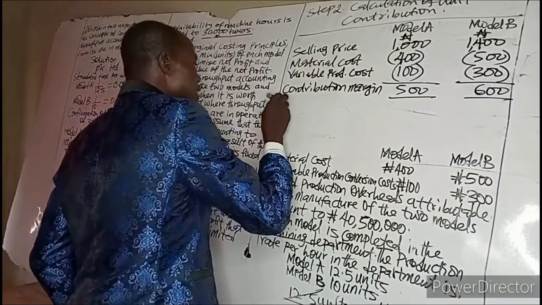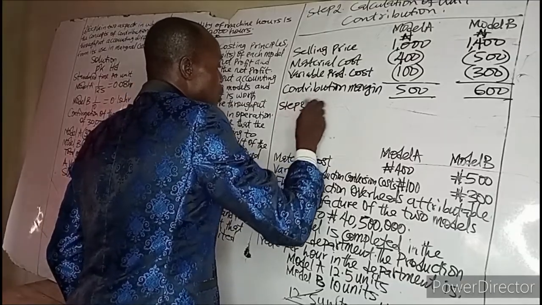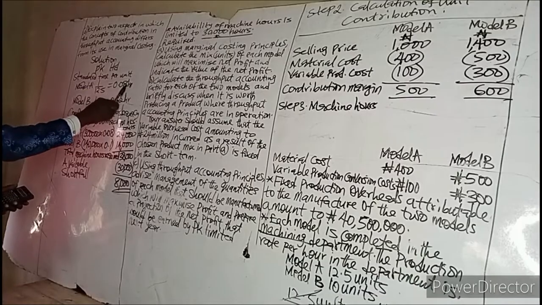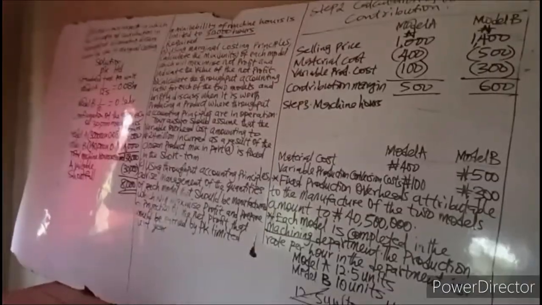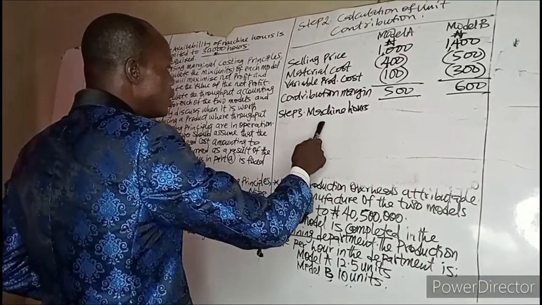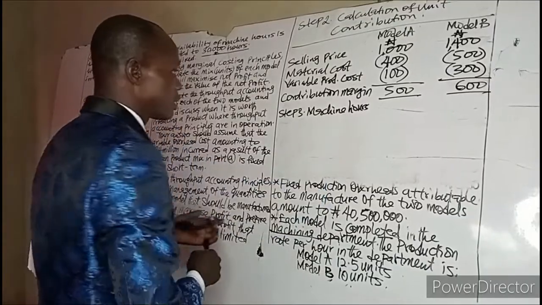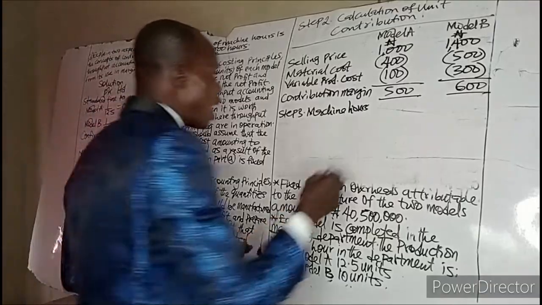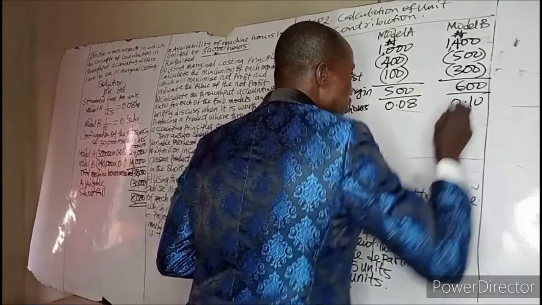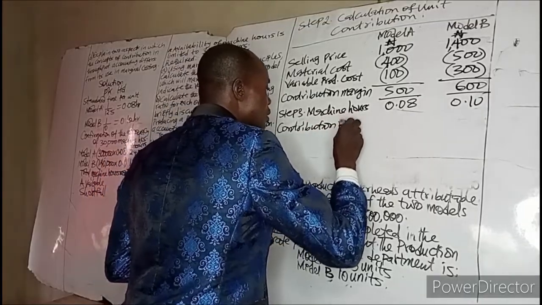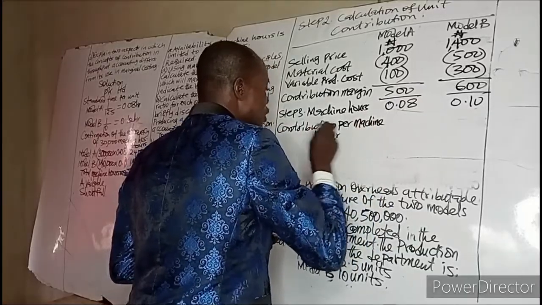Then the next step, step 3, is to calculate contribution per machine hour. The machine hours, the standard time as determined earlier, we have 0.08 for model A and 0.1 for model B. Step 3 is to determine the contribution per machine hour. So we have 0.08 and 0.10. Therefore, contribution per machine hour.